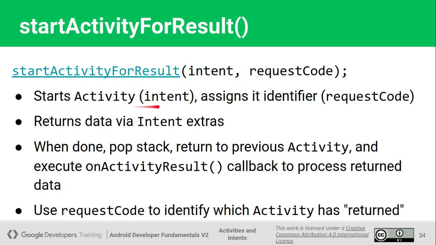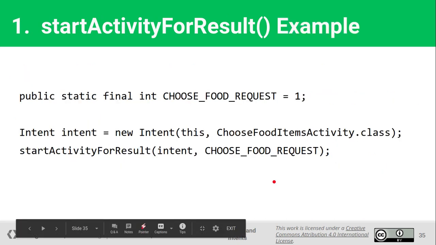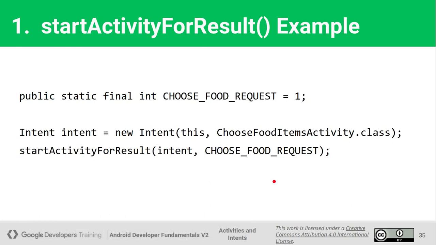So we start the activity with the intent and assign it an identifier using the request code. When this process is completed, we retrieve the data from the intent object in the first activity. We close this particular activity and return back to the main activity. So this is an example of startActivityForResult.